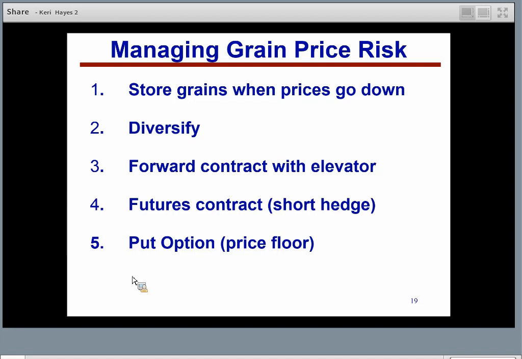And the other is a put option, which I won't get into too much, but essentially that allows you to establish a price floor. And then if prices go up, you can benefit from that. So those are kind of the 5 main ways to manage grain price risk.